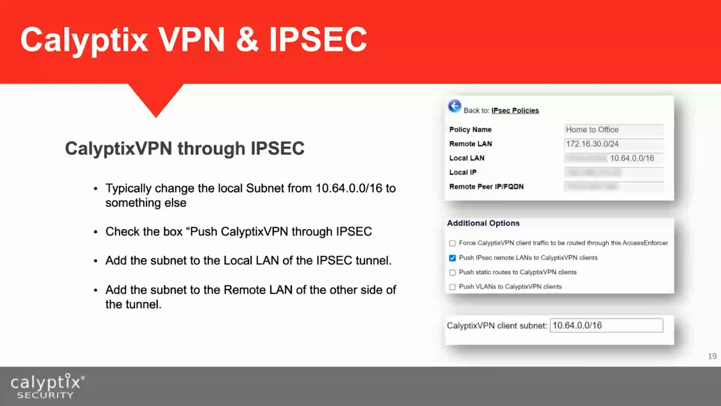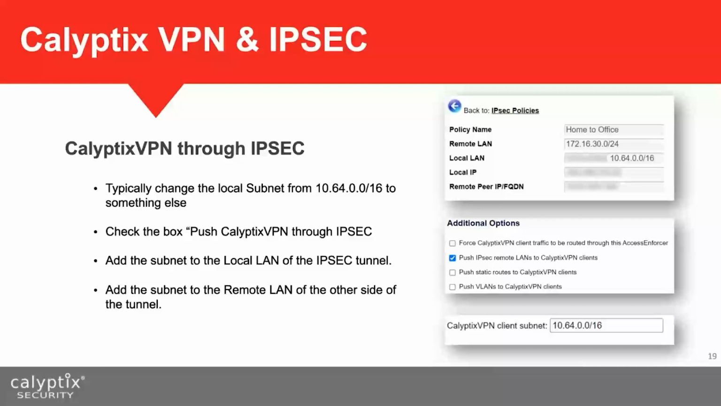The second thing we have to do is tell the IPsec tunnel, hey, we have a new network that is local to us. So under Setup, VPN, IPsec, when you enable the IPsec policy, under the local LAN, you will have to add a comma and then a space and then add 10.64.0.0/16, if you have not changed the local Calyptix VPN subnet to your local LAN. So now, from the standpoint of the Calyptix, we have our internal network, but we also now have a local 10.64 that we are going to be accepting traffic from this IPsec.